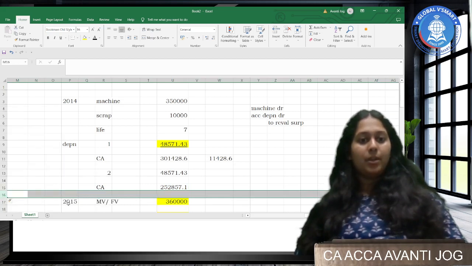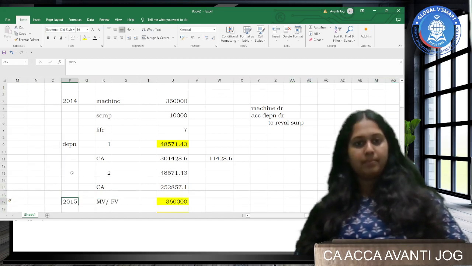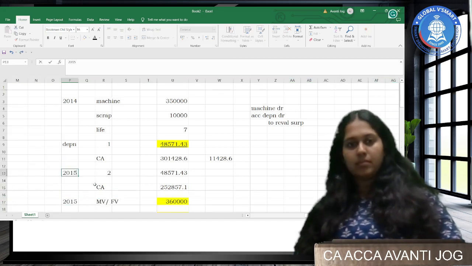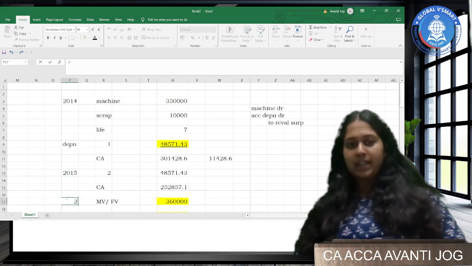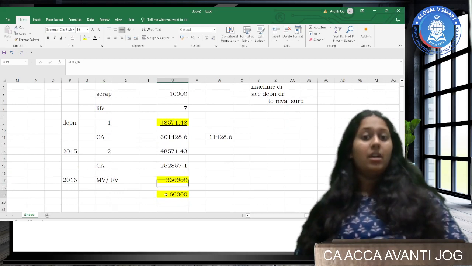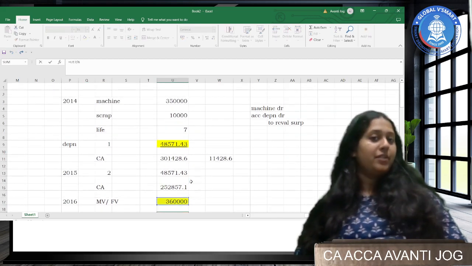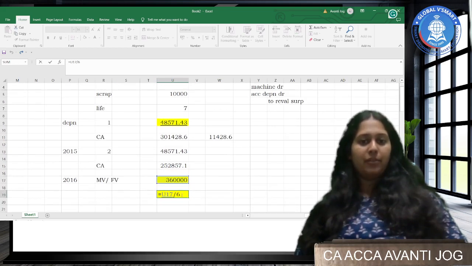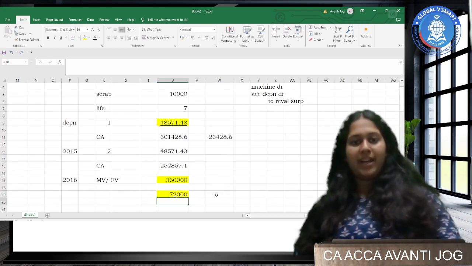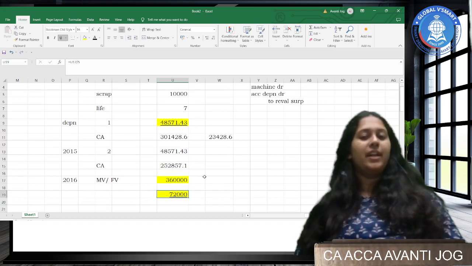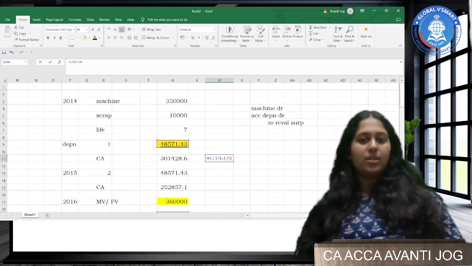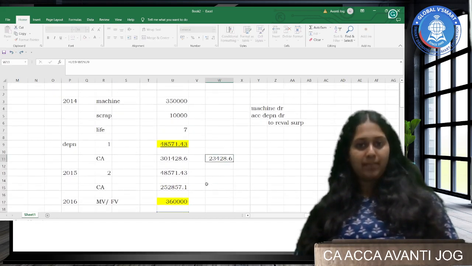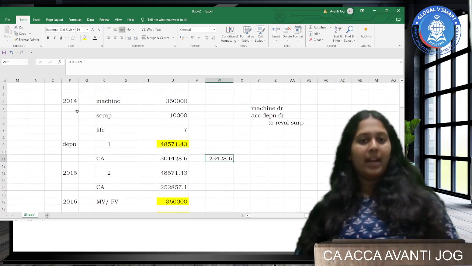Abhi 2016 में क्या हुआ है कि ये value increase हो गया. Let's keep it increased to 3,60,000 sir. But now I will not depreciate for 6 years. Because 2 years have already passed, I will only depreciate for 5 years, which is 72,000 now. Okay. So the depreciation is increased now. I'll explain to you why I'm doing this. Okay.